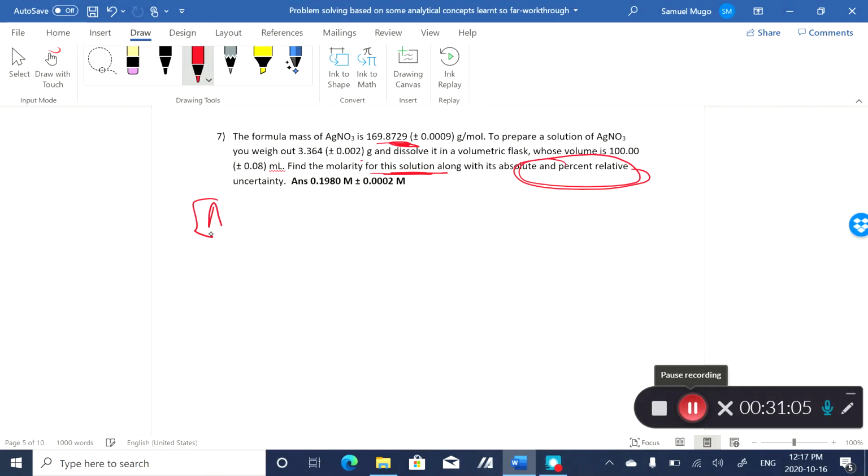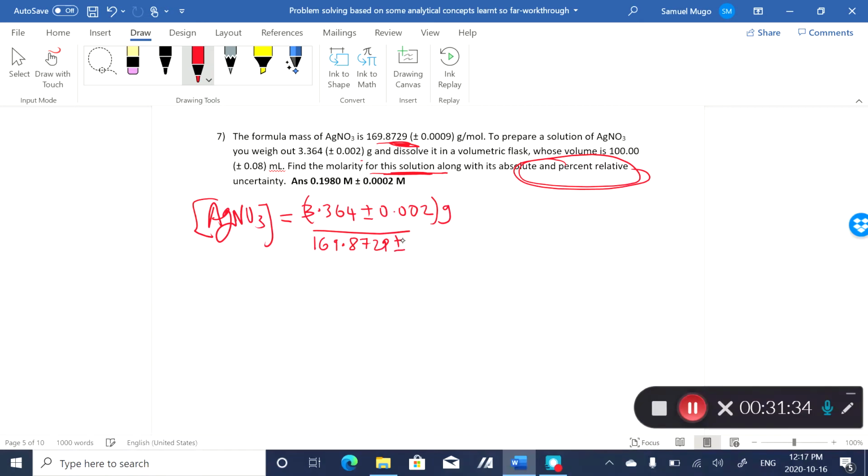And so in this case, I'm calculating the concentration of silver nitrate, and I know it's equal to the mass of the sample, 3.364, I think we all know that, plus minus 0.02 grams. And then we are dividing it by the molar mass, which is 169.8729 plus minus 0.009 grams per mole.